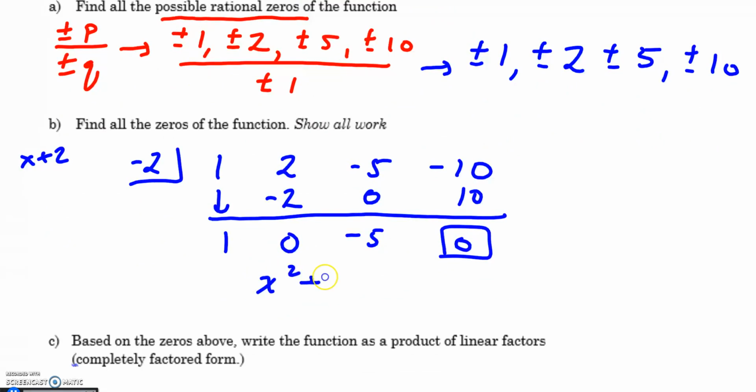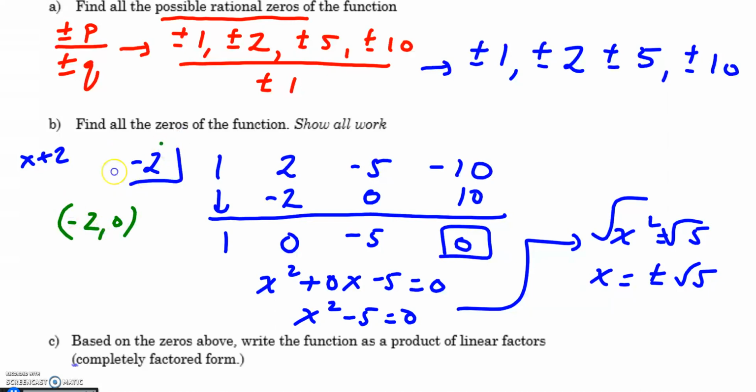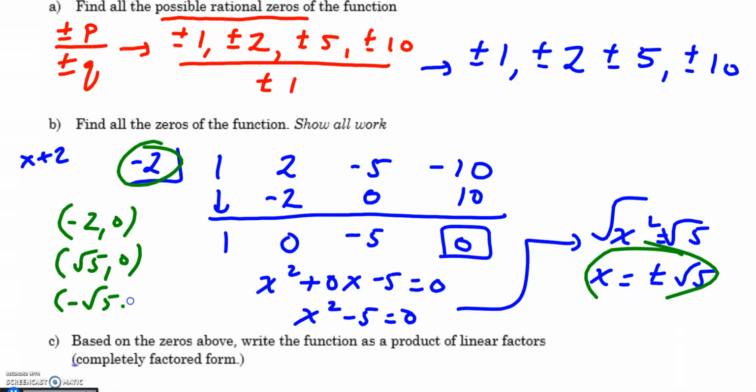Because I started with a cubic function, the synthetic division made this quadratic. Specifically, it made it x squared plus 0x minus 5. And if I want to keep solving this, I would set that equal to 0. So I have x squared minus 5 equals 0. And if I solve that, that would be x squared equals 5, which means that my 2 other roots would be positive and negative root 5. So if I listed my roots, I would have -2, 0 as my first one. And then I would have positive root 5, 0, and negative root 5, 0.